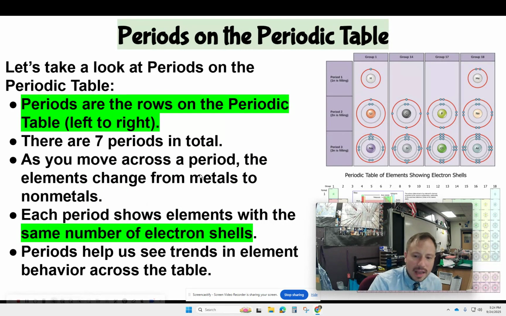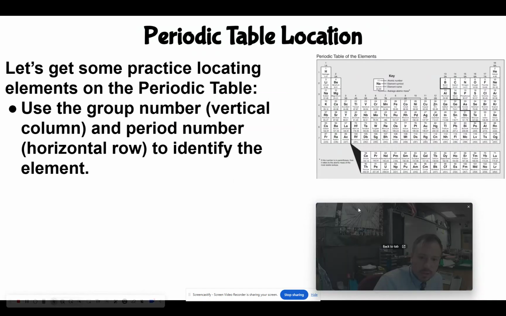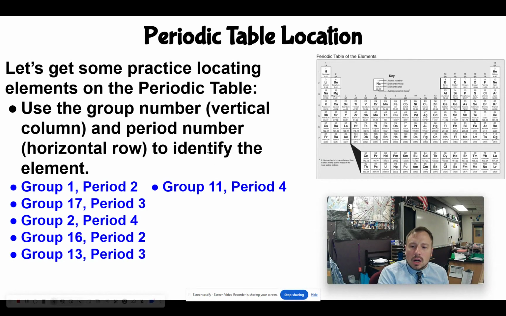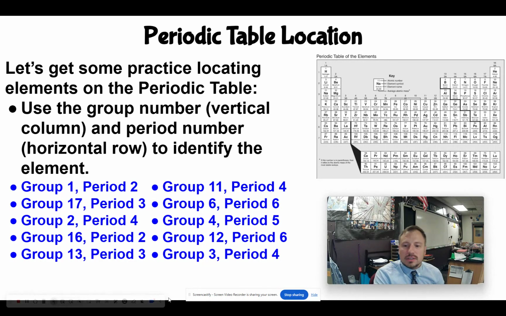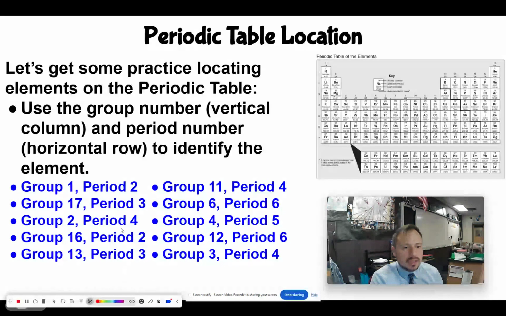Periods don't really have specific names. It just tells you what shells those electrons are filling. So, using these, you can really identify where the elements are on the periodic table. It's just like a grid system here. I'll help you out with some of these, and then I'll let you do the rest on your own if you want to pause the video.